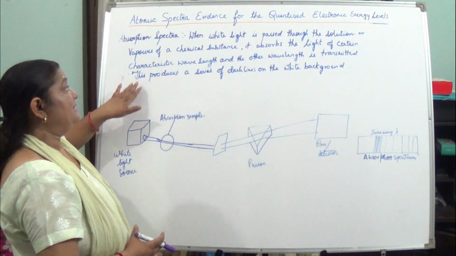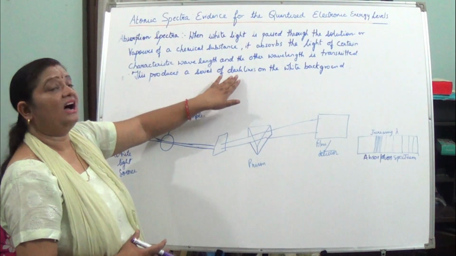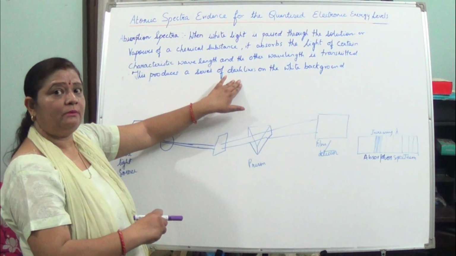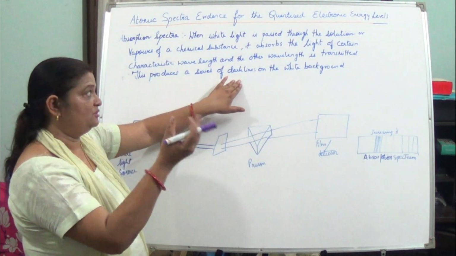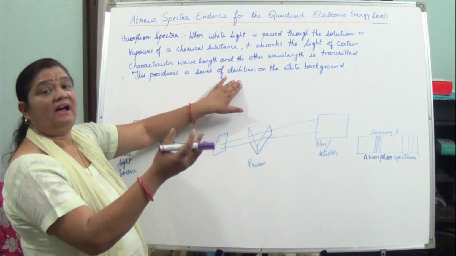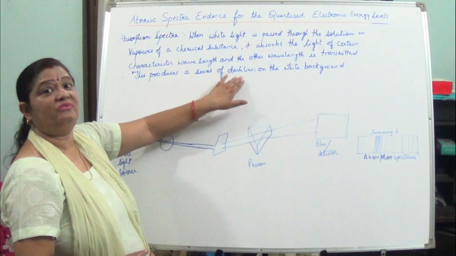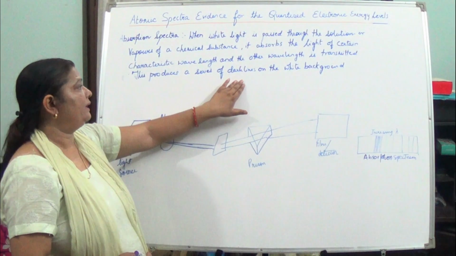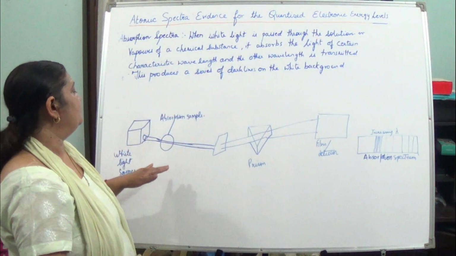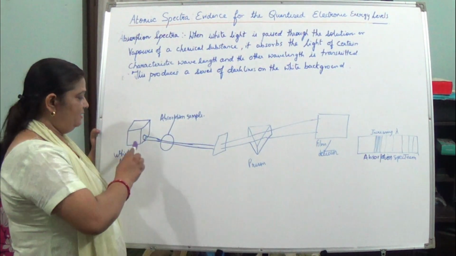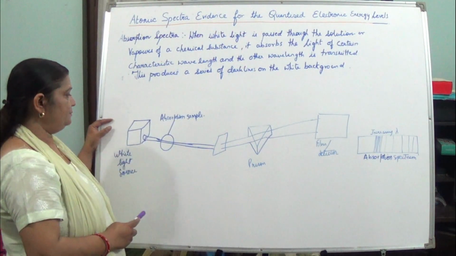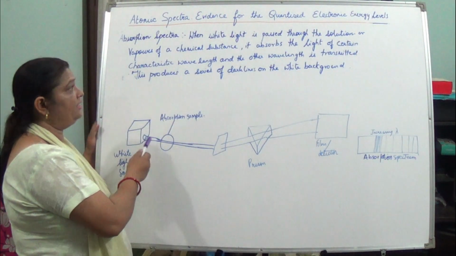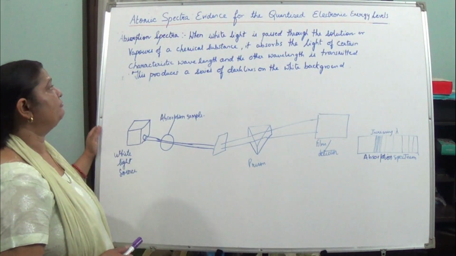Okay, and this produces a series of dark lines on a white background, because some of them are absorbed and some of them are transmitted. As a result, a white background is created on which we can see the dark lines. Now here there is a difference from the emission spectrum, isn't it? Because you have taken this absorption sample in the solution or vapor form.